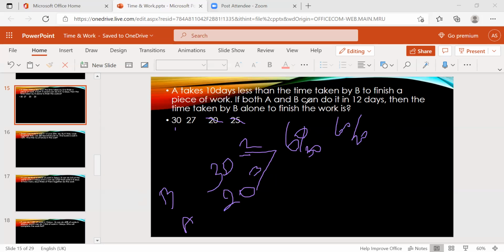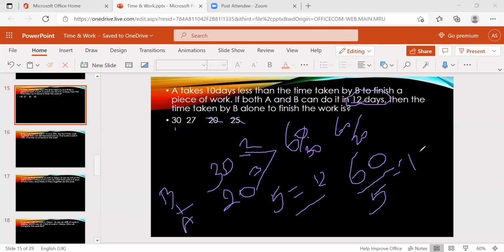So A and B together they given 12 days, right? So A plus B, 2 plus 3, efficiency is 5. And in how many days? 12 days they given. And how many units is there? We have 60 units by 5. It's nothing but 12. So both will get the same, right? They given 12 days and we got 12 days only. Is it clear? Now, going to the next question.